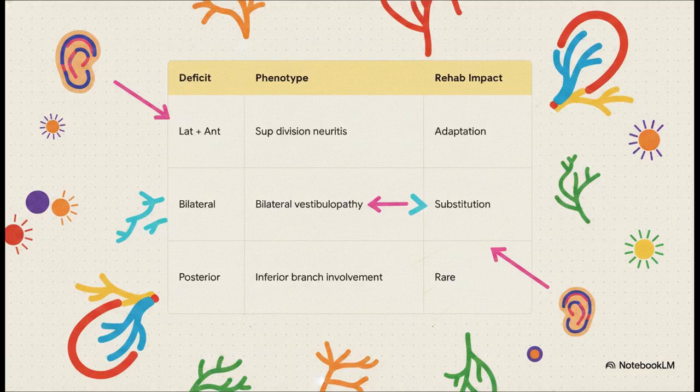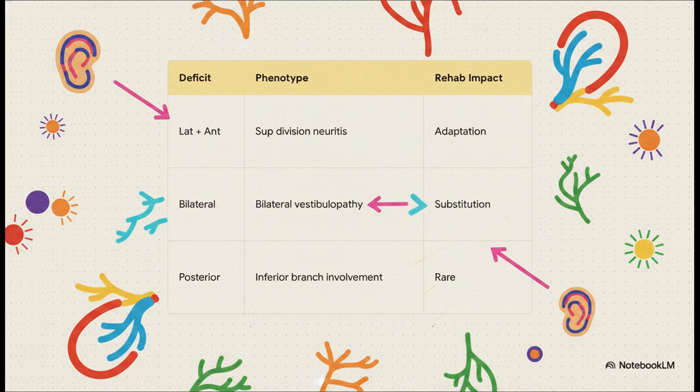Section 2. Phenotyping the lesion. Okay, this matrix is where the clinical magic really happens. Remember, the vHIT tests all 6 canals individually. So if you spot a combined lateral and anterior loss, you're likely looking at superior division neuritis. What does that mean for you? It tells you the otoliths are spared, and your rehab should focus purely on adaptation.